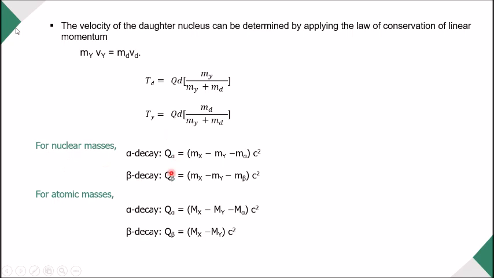For nuclear masses, if you are representing mass in nuclear masses, then Q alpha will be equal to (mx minus my minus m alpha) c square. Then Q beta can be represented as (mx minus my minus m beta) c square. If you are considering atomic masses, then Q alpha equals (capital Mx minus capital My minus capital M alpha) c square. Then Q beta equals (Mx minus My) c square. This is how we have to represent it. Here capital M alpha represents the mass of the helium atom, not the helium nucleus mass. So in one case you substitute the mass of the helium atom, and in the other you substitute the mass of the helium nucleus.